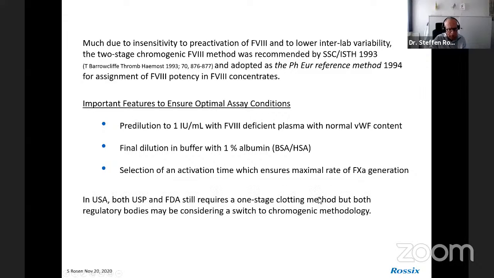And in the USA, which to my mind is a bit surprising, both the USP and FDA still require a 1-stage clotting method, but both regulatory bodies may now be considering a switch to chromogenic methodology, or at least to allow it in parallel, because of all the problems with the new generation products and gene therapy, factor VIII and factor IX.